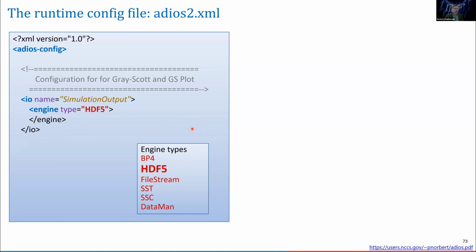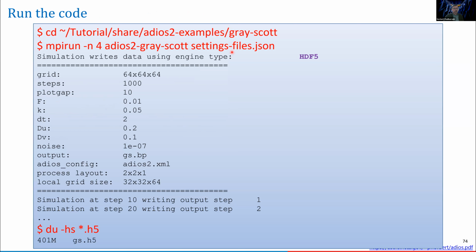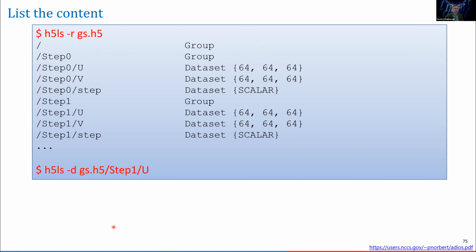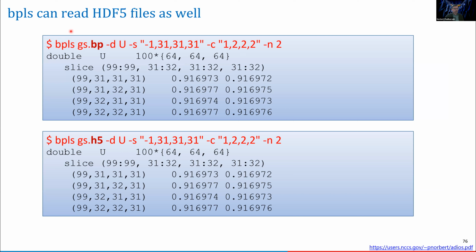Changing the simulation output to HDF5 and then running the code, you don't recompile the code, you don't change anything in the code, and the result will be a gs.h5 HDF5 file. So you can list the content with HDF5 tools, and you see our structure is creating a new step in the hierarchy of HDF5 every single step. And then you can use bpls to read from a BP or HDF5 file in the same way.